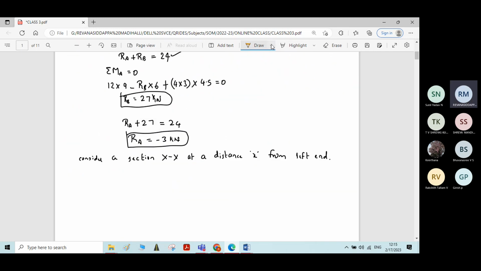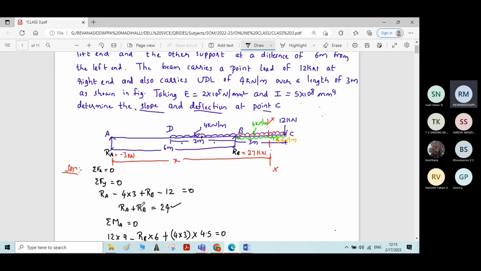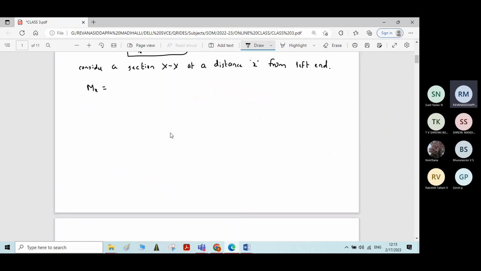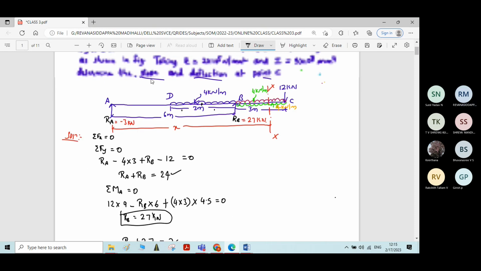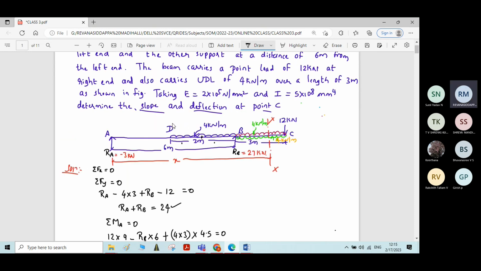Now you can formulate the equation for Mx. Mx, moment about x, is equal to the moment of this RA about section XX. RA into x. RA value is -3, so -3 into x, that is -3x. Then the moment of this whole portion of UDL about the section XX. What is the moment of this whole portion of the UDL about the section XX?